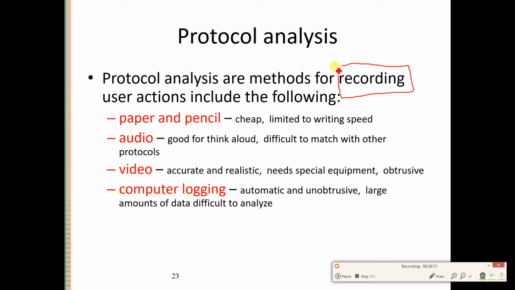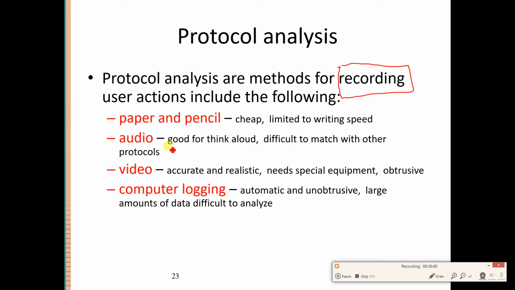Now there can be different mechanisms for recording. For example, paper and pencil. We have a simple paper and a simple pencil, and whatever the user is doing, we write it on the paper. This is a cheap method for the analysis, but it is limited by writing speed, because if the user is doing many actions, we might not be able to write all of them perfectly. The second way for protocol analysis is audio.